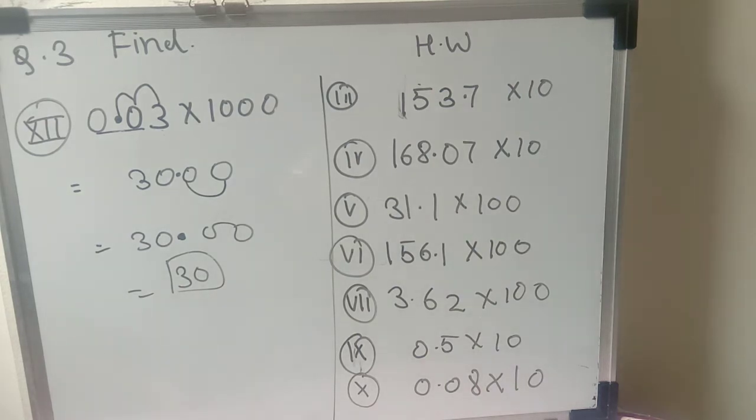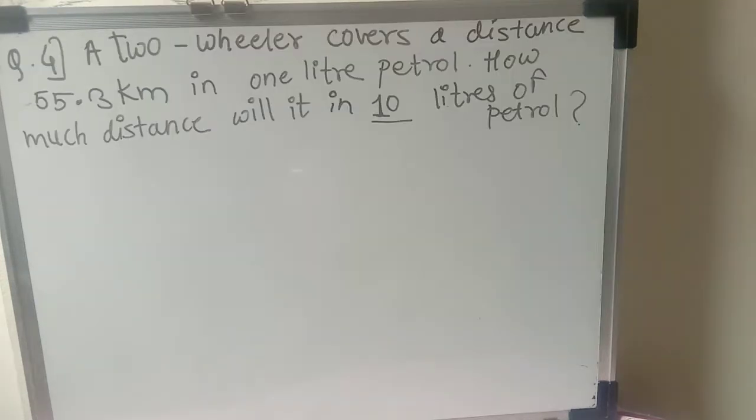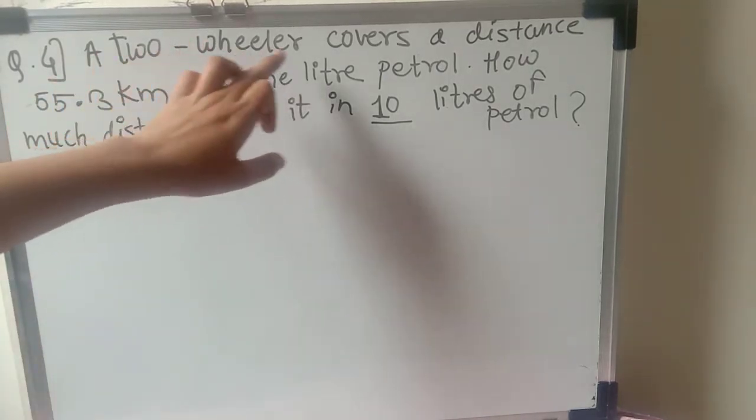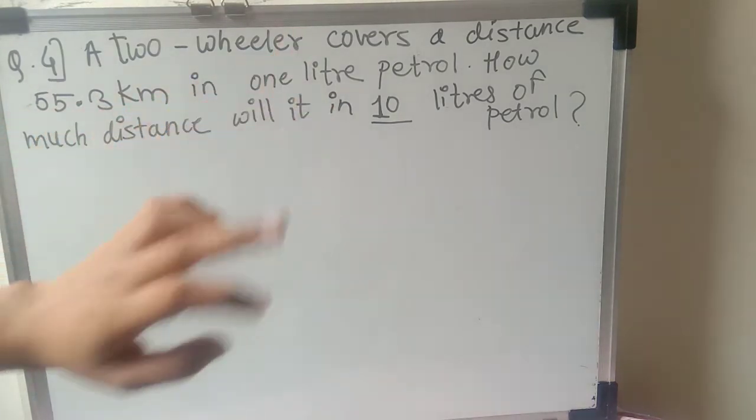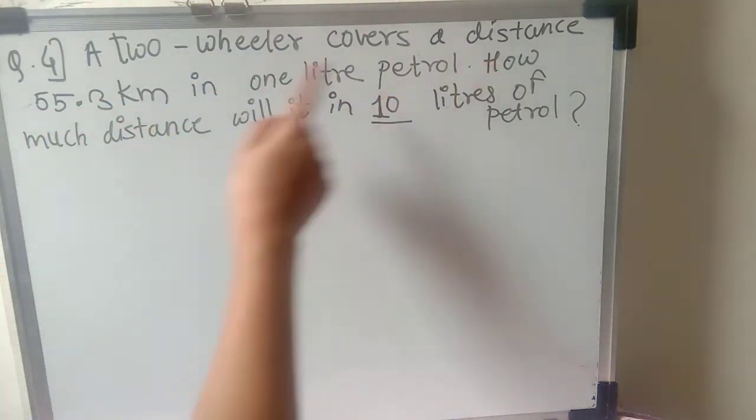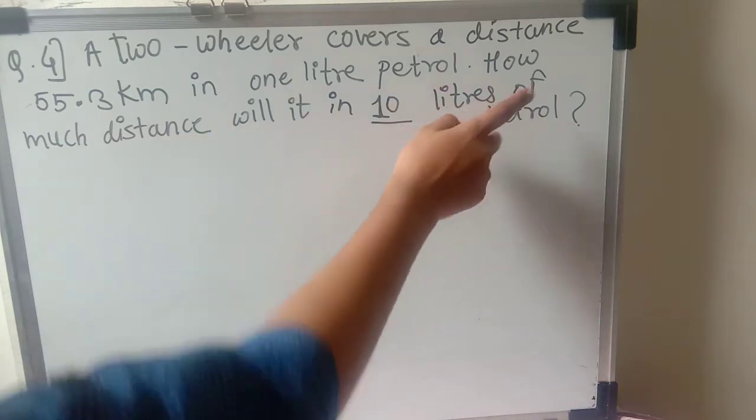Question number 4 is also very easy, nothing is there in the example. Even a 5th or 6th standard student can solve that example. Okay, so let's see that one. Question number 4: a two-wheeler covers a distance of 55.3 km in 1 liter of petrol. How much distance will it cover in 10 liters of petrol?